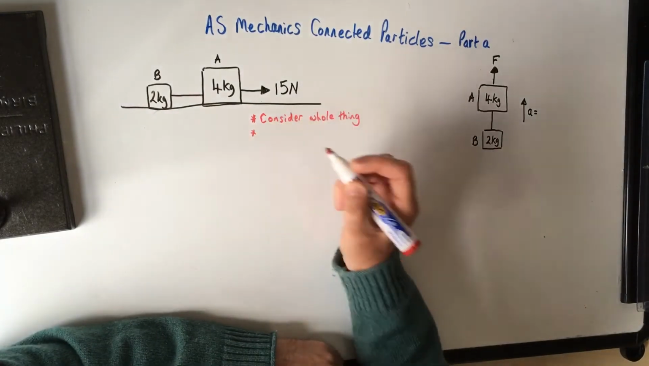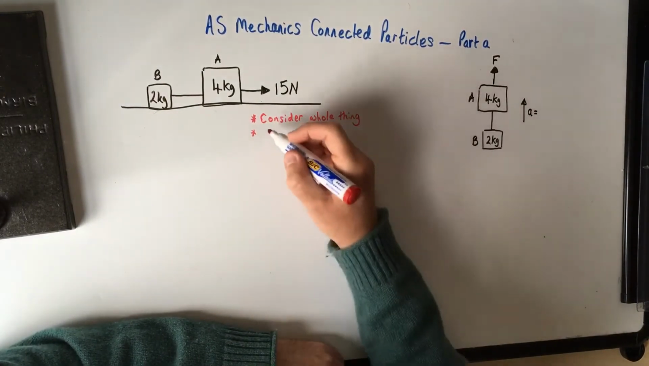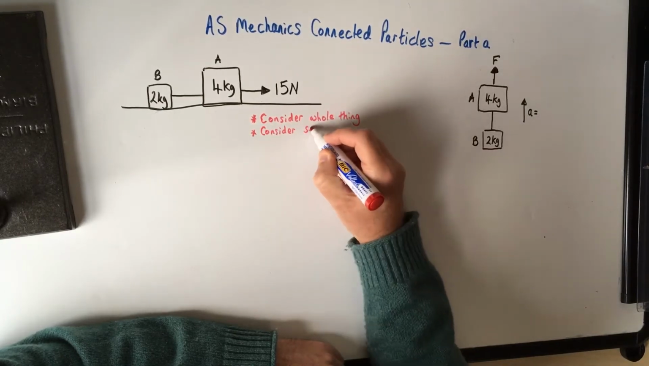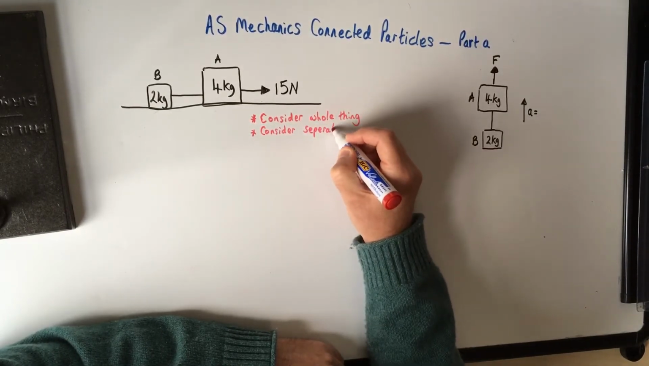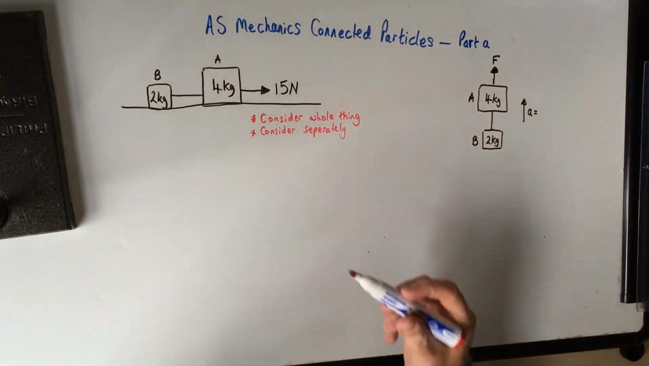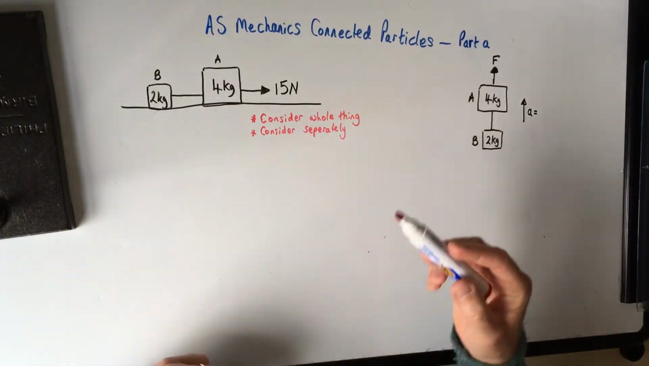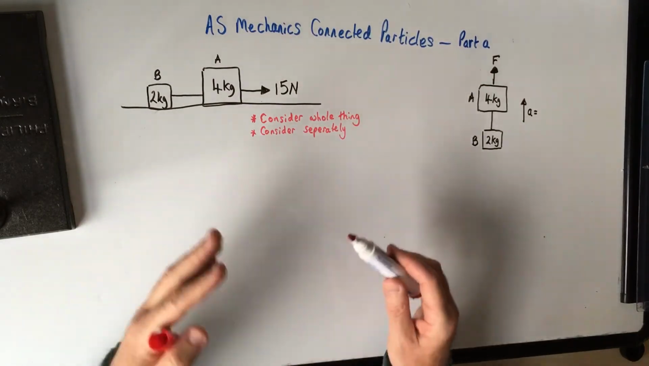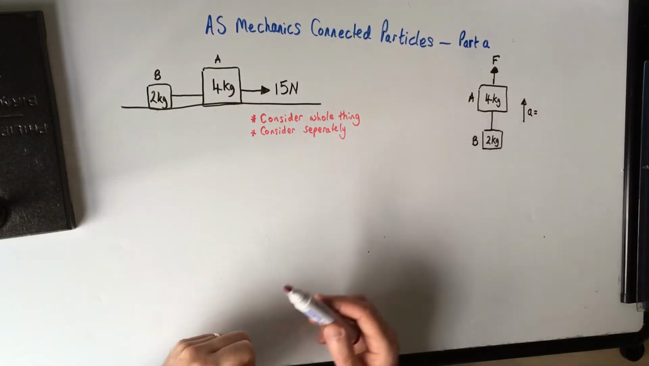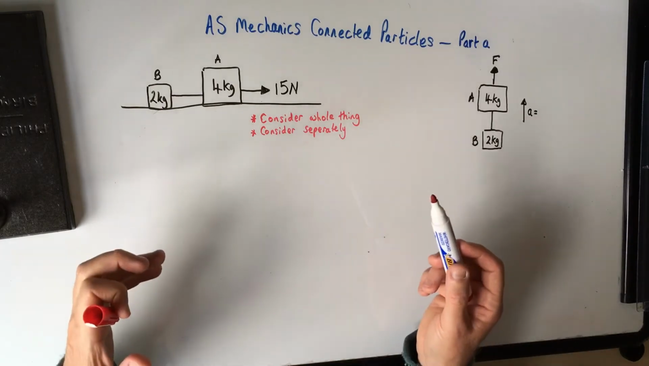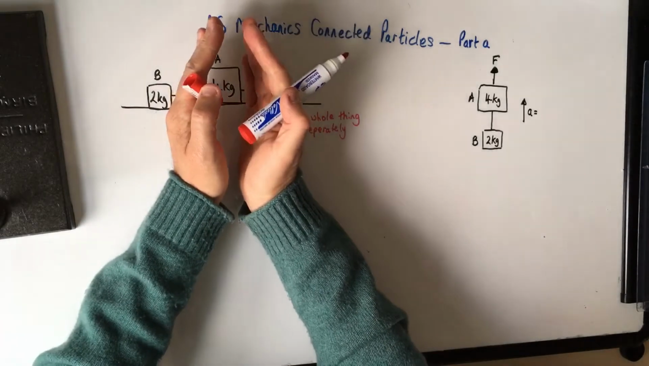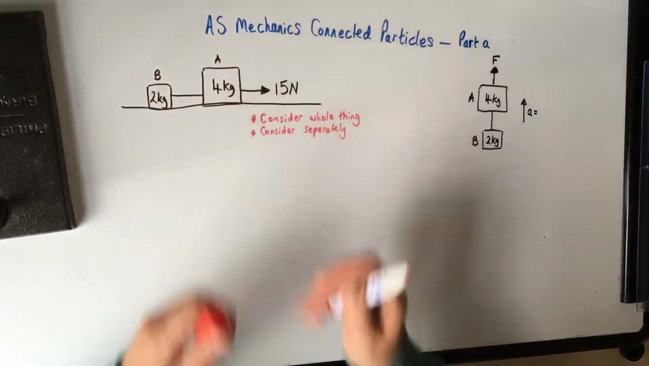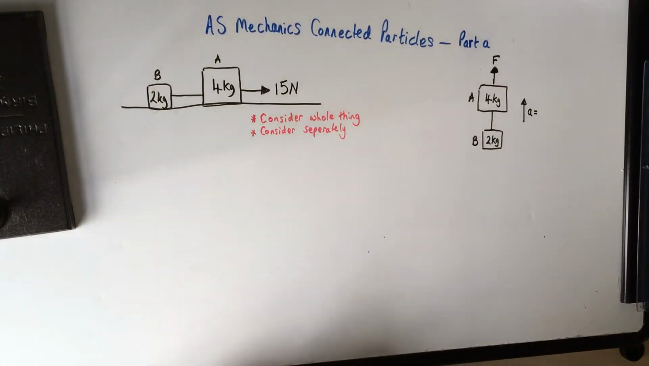But on all of these, where possible, I also want you to consider the blocks separately. We're going to do that on all of them as we go through all of the lessons. Consider the whole thing, and consider the blocks if there's more than one separately, or the car and the caravan that we've talked about in the introduction. So we're going to look at either this or that, and just the forces acting on just this or just that. Okay, so those are the two things that I want you to do.